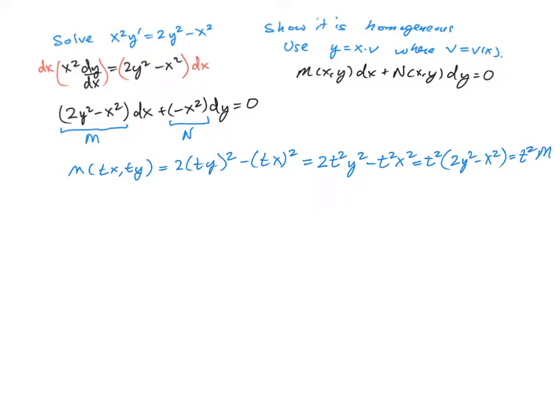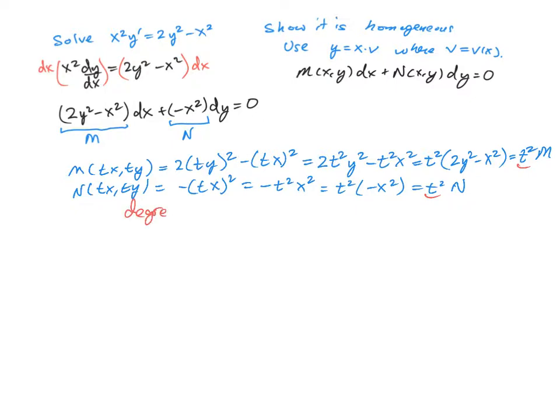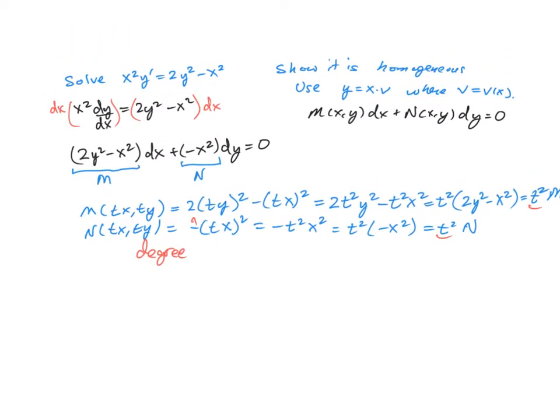We can do the same thing now for N of tx and ty. That's going to be negative quantity tx squared, and that's just negative t squared x squared, which is going to be t squared times negative x squared, which is just t squared times our N. So you notice that we get a t squared as a coefficient on both. So we say that we have a degree of 2.